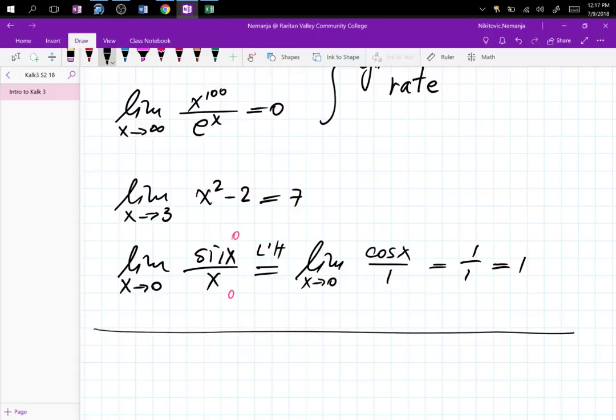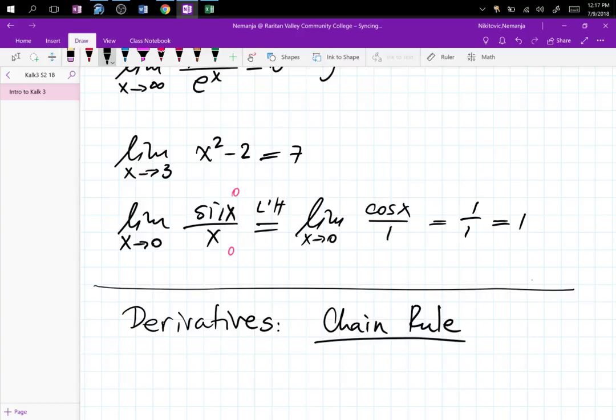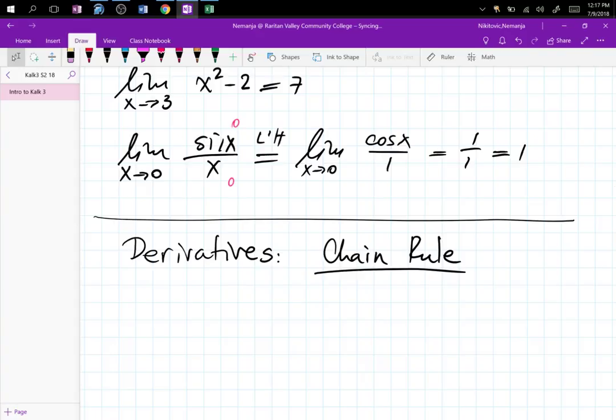So that's the story of limits. Derivatives. For derivatives, we are mainly looking into the chain rule. Chain rule is the most important and the most frequent derivative taking technique, and you guys need to be able to do that even in your sleep.